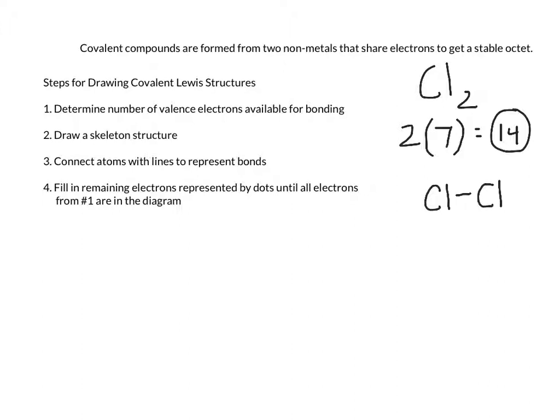Okay, the next step, step 3, is to connect the atoms with lines to represent a bond. So I'm going to put a bond in between my 2 chlorine atoms. Each bond represents 2 electrons. So I've represented 2 out of my 14 electrons, which means I have 12 electrons left that I have to represent.